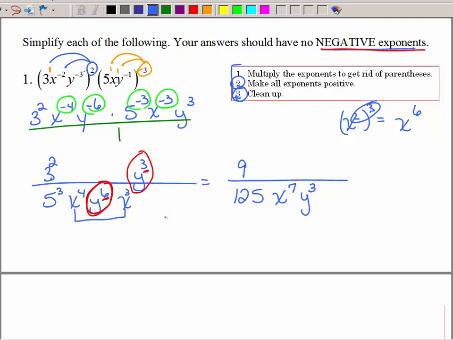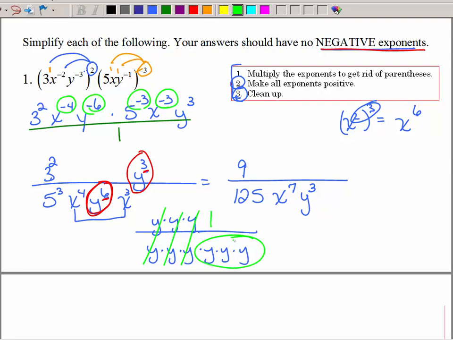Another way to remember that: if you have y to the 3rd power on top and y to the 6th power on the bottom, you would reduce, and you would have y to the 3rd power on the bottom. That's where that rule comes from as far as subtracting the exponents. So this is my final answer. I don't have any negative exponents. Everything is as simplified as I can possibly be.